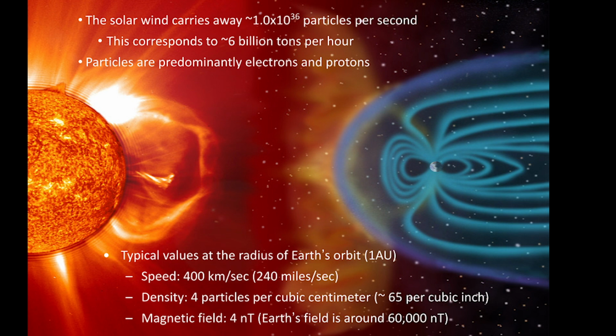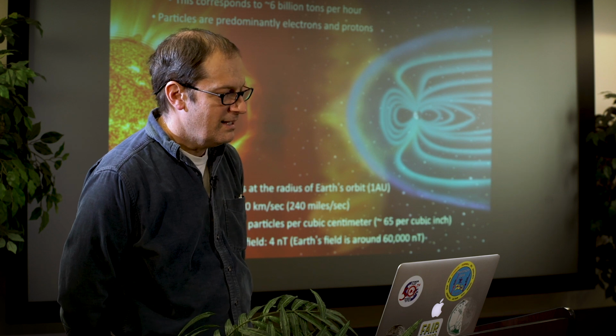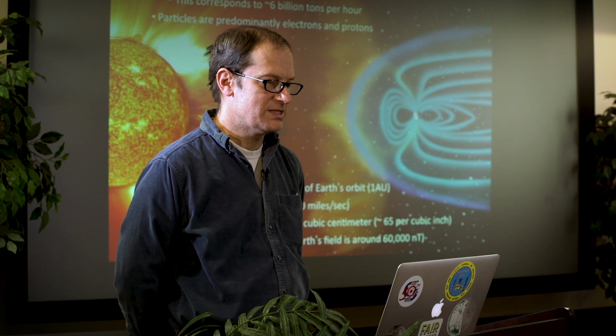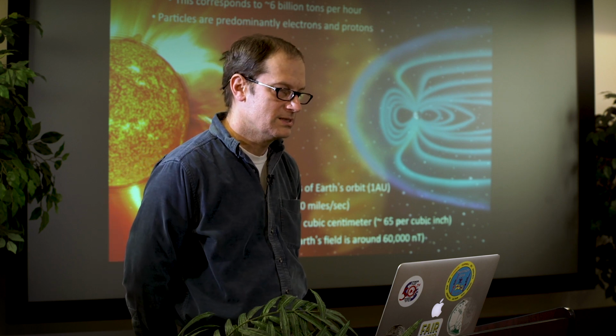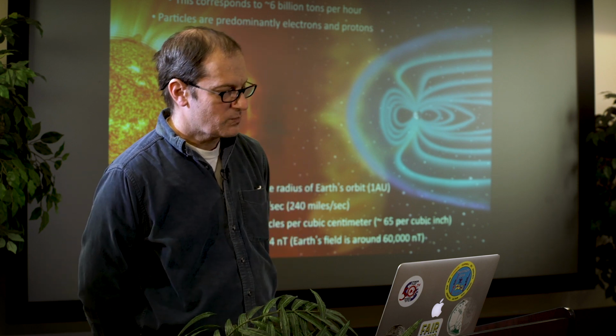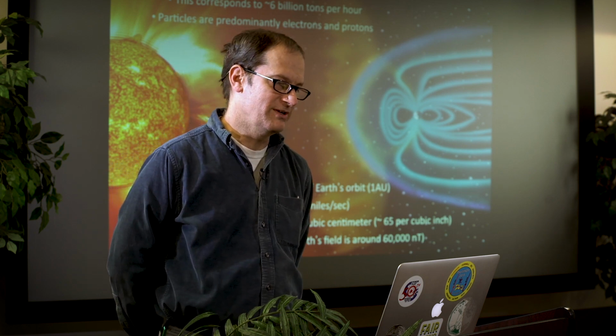It's pretty impressive, the number of those. That's 10 to the 36 particles per second. That's a rough number. That's a 1 followed by 36 zeros. That seems like a lot. And in fact, that is. It means about 6 billion tons of mostly hydrogen come off every hour. And that seems like a lot, but you've got to remember the sun's a very big object, and it would take a long time, even at 6 billion tons per hour, for it to all go away. So there's no concern that we're going to lose our sun very soon.